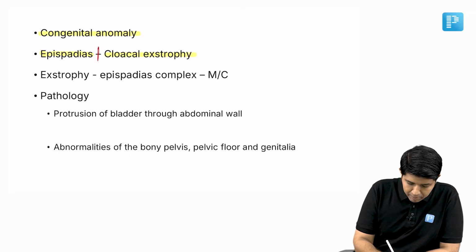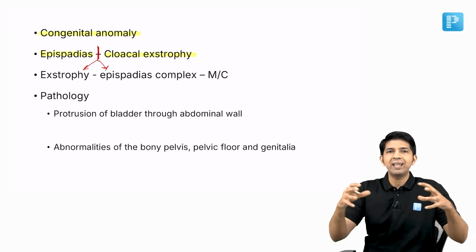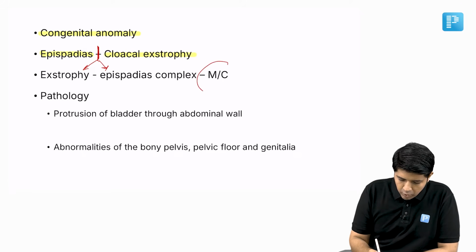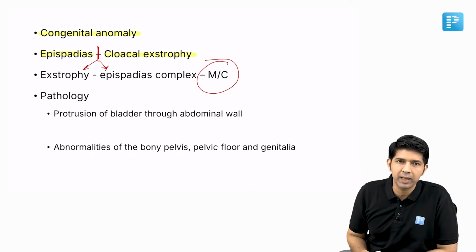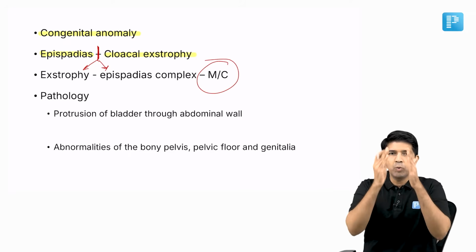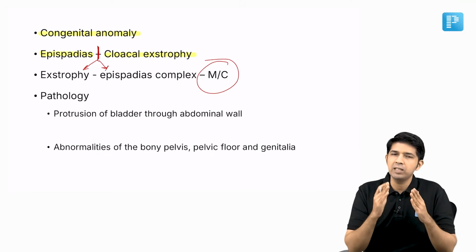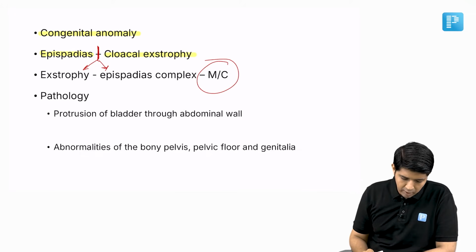And somewhere in between this is your exstrophy-epispadias complex, and amongst this entire variety of diseases, the most common is your classical exstrophy-epispadias complex. Something very simple to something very complex, and the most common in this entire variety is what we are discussing, that is your exstrophy of the bladder with an epispadias complex.